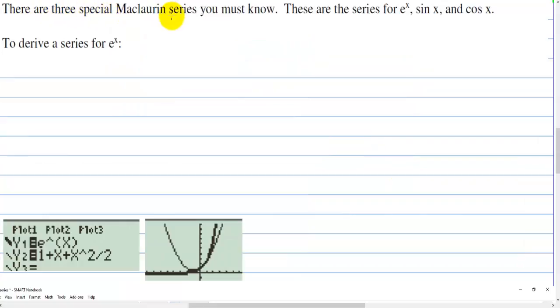There are 3 special Maclaurin series you must know. These are the series for e to the x, sine of x, and cosine of x.